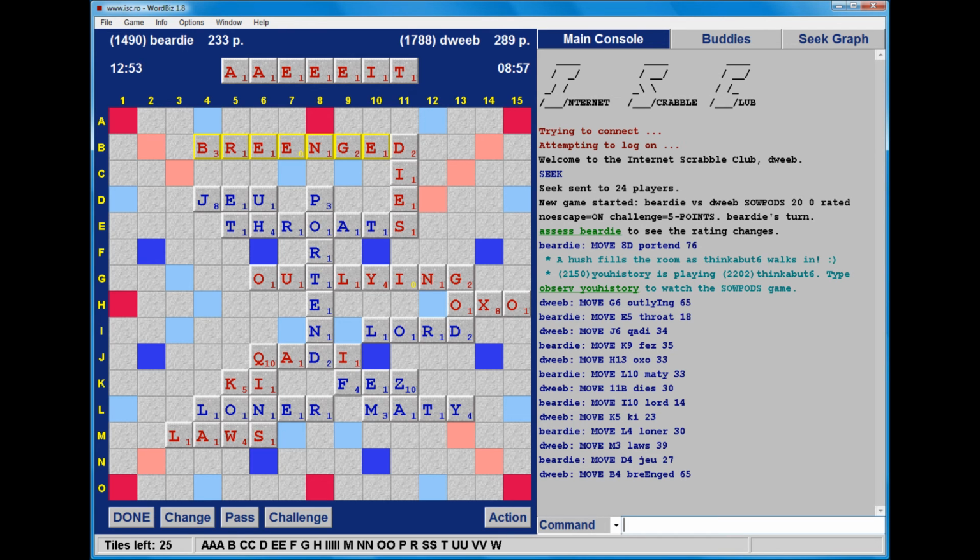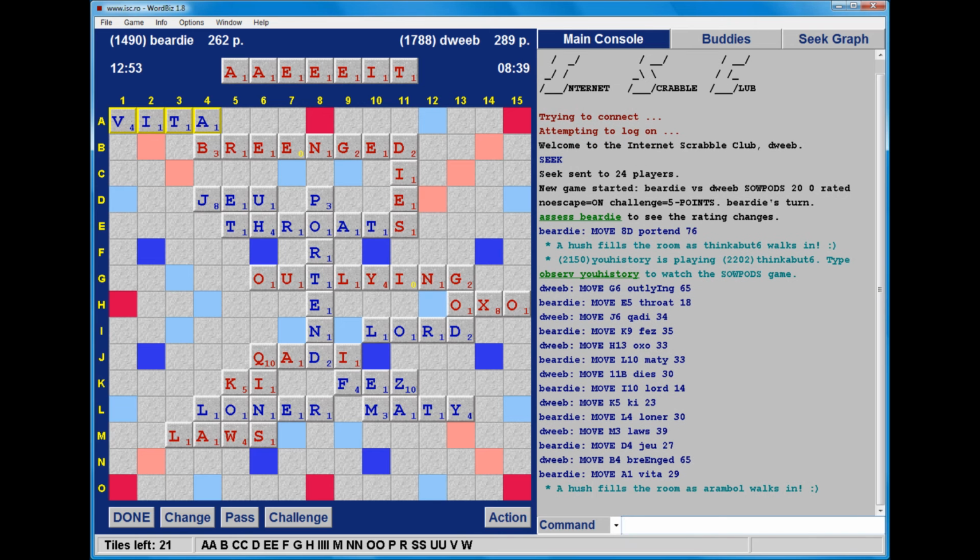My opponent has first shot at the triple word squares at A1 and A8. And he takes the more easily accessible of the two. Now I need to resolve this vowel problem on my rack. I am still ahead, but only by 27 points.